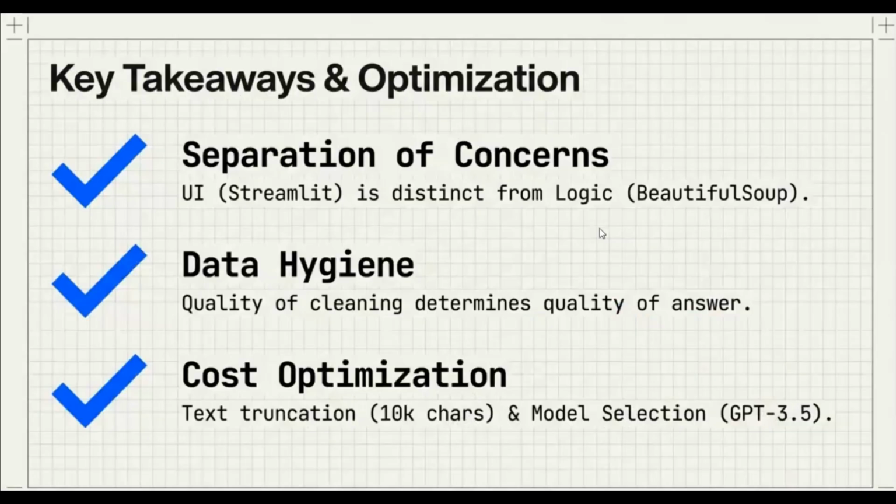Now, let me talk about the key takeaways from this project. UI is very different from Beautiful Soup, and we are going to be separating them properly using files. And then we also have something called data hygiene. Data hygiene is basically what you think it is, cleaning and filtering the data. And that's why we're using Beautiful Soup here.